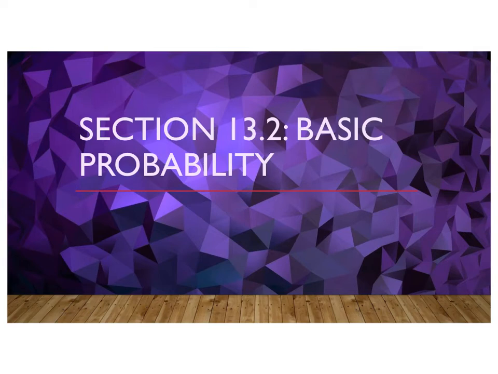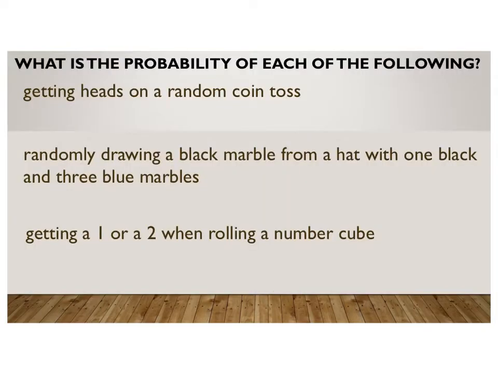Okay, this is the second section of chapter 13, basic probability. So we're using what we learned last chapter on how to count up things to create our probabilities. All right.